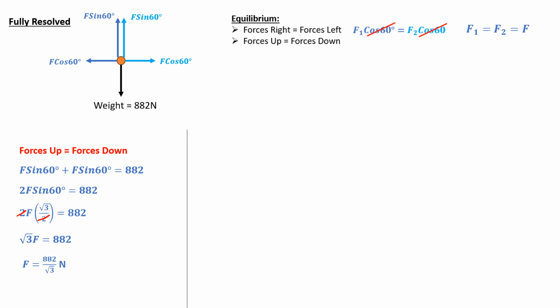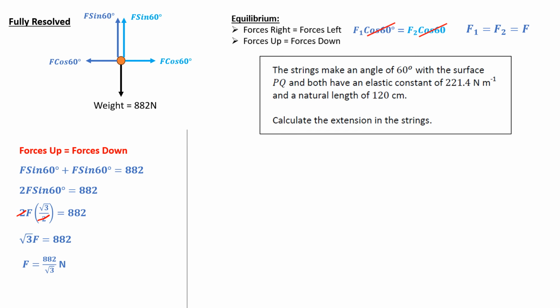However, we need to think, well, what was the actual question? So pulling in the rest of that question, just the end of it, they told us that they both have an elastic constant of 221.4 newton per meter, and that's our value of k. And then here they gave us our L0, which was 1.2 meters, and they asked us to calculate the extension in the strings. Okay. So we're going to use our little formulas here.